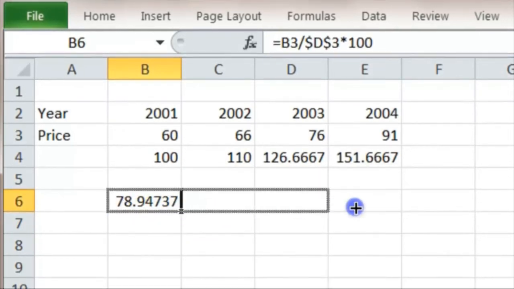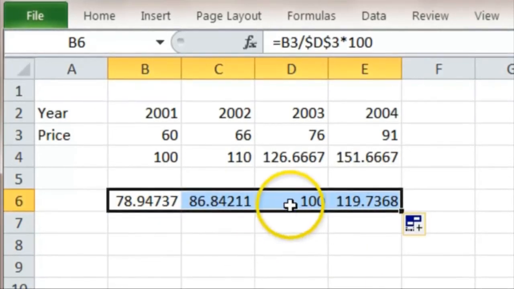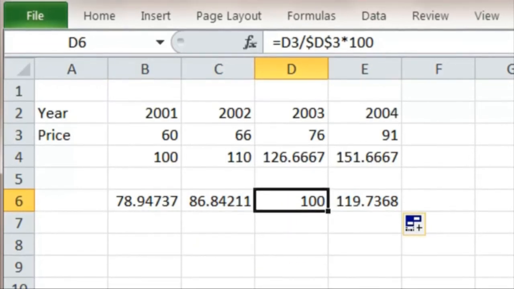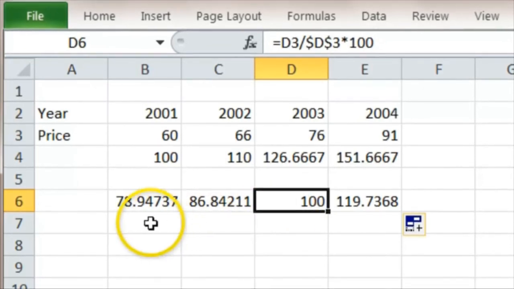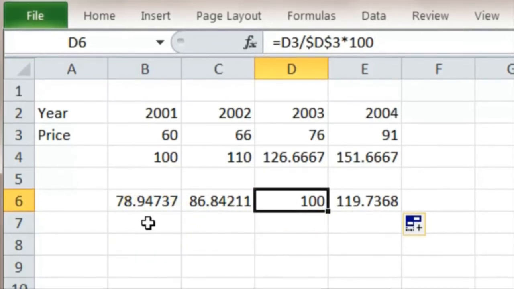And if we click and drag that now, I've got my base year now is 100 in year 2003, and the other years now are relative to that. And notice that the percentage changes are slightly different. When we had 2001 as 100, there's a 26 2/3% increase to 2003.